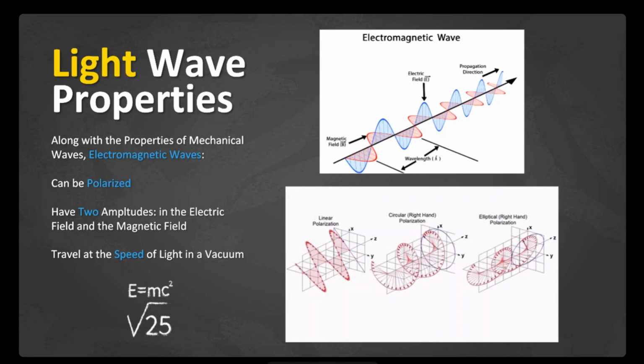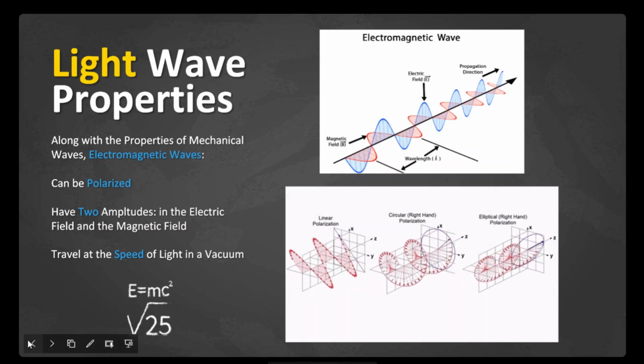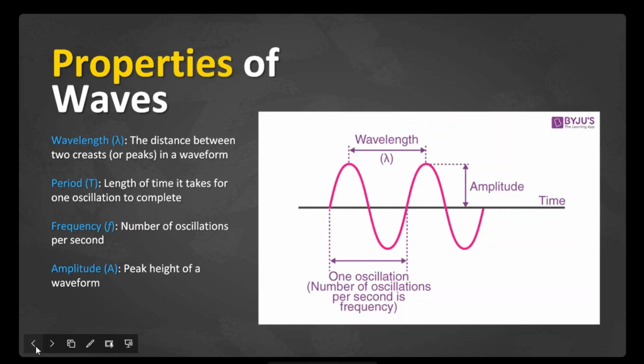Go back if I finish that slide. There we go. So we talked about wavelength, the period, the frequency, the amplitude. Yeah, so that's good. Standard sine wave in 2 dimensions.